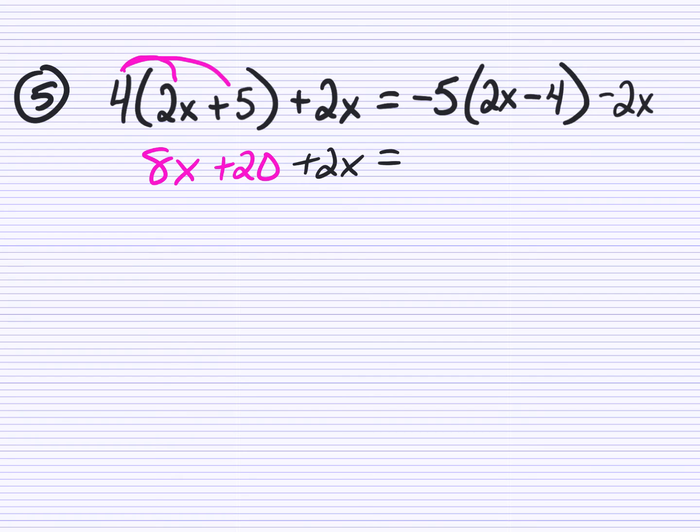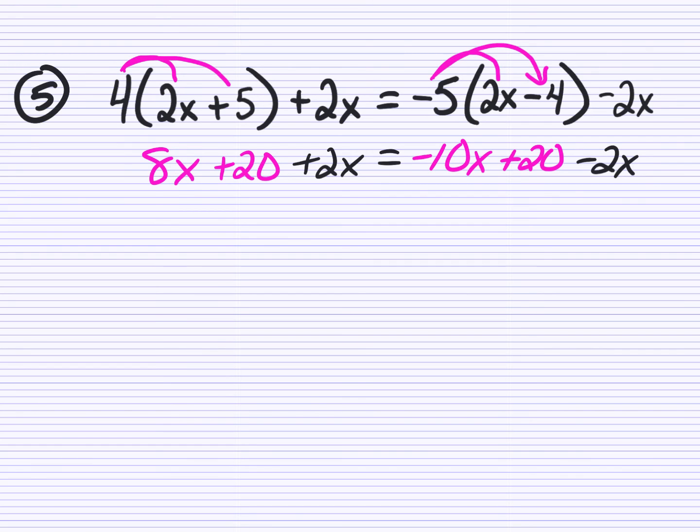On the right-hand side, I have the distributive property with negative 5. Negative 5 times 2x is negative 10x. Now this next part, be careful with. Negative 5 times negative 4. Well, negative times negative is positive. 5 times 4 is 20. So this is actually a positive 20. And then the last thing over here, that negative 5 does not get multiplied to that negative 2x, so I'm just going to bring him straight down.